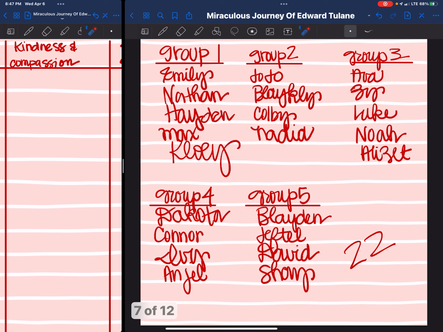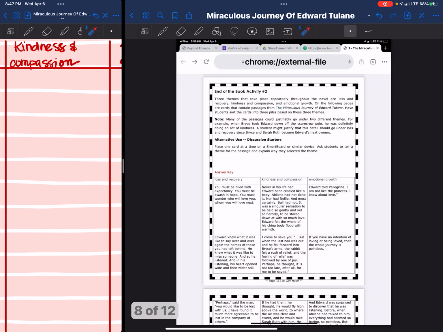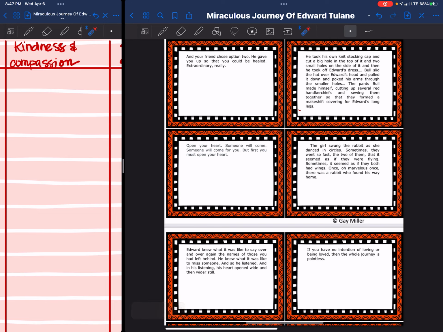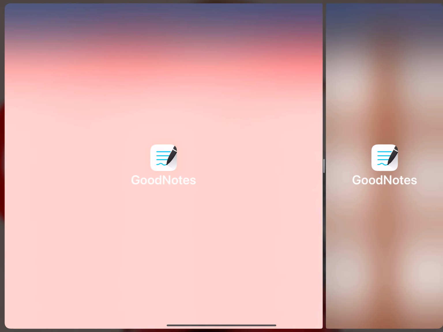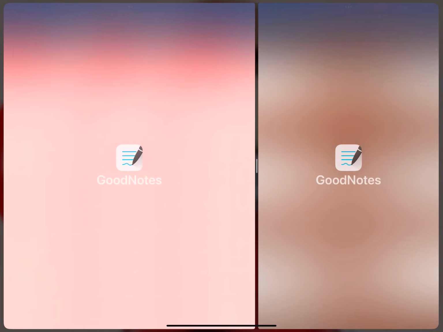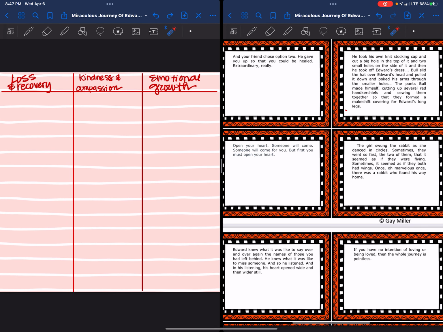All right, here are your groups. Take a moment, find your name, see what group you're in. All right, and now you're going to see me refer to the left-hand side of the screen and then the right-hand side of the screen. The left-hand side of the screen is going to be this right here, and this is where we're going to write loss and recovery, kindness, or compassion.